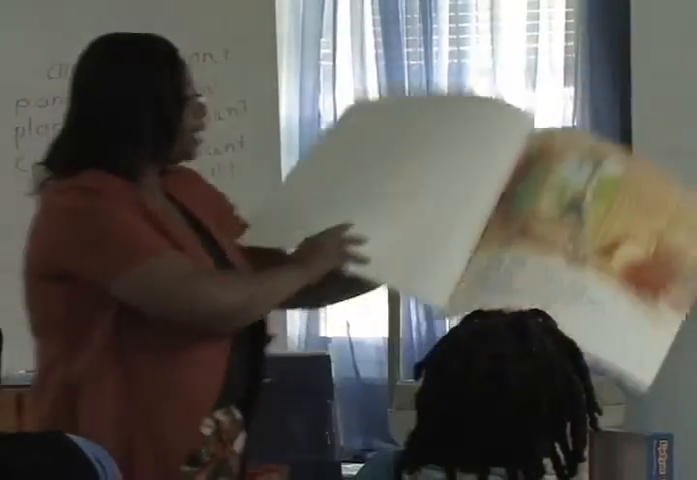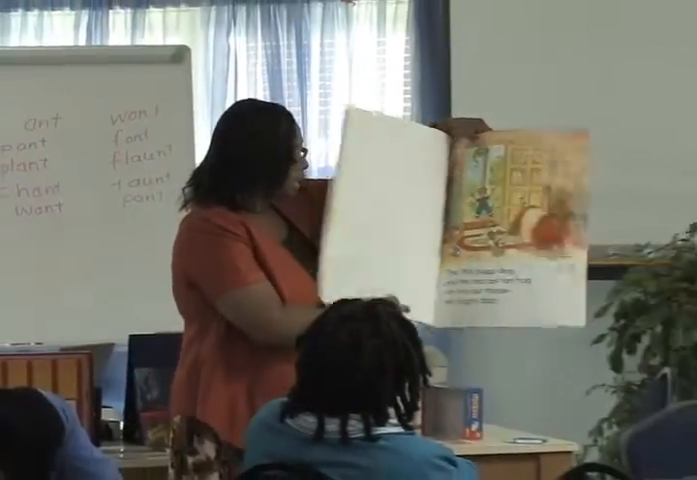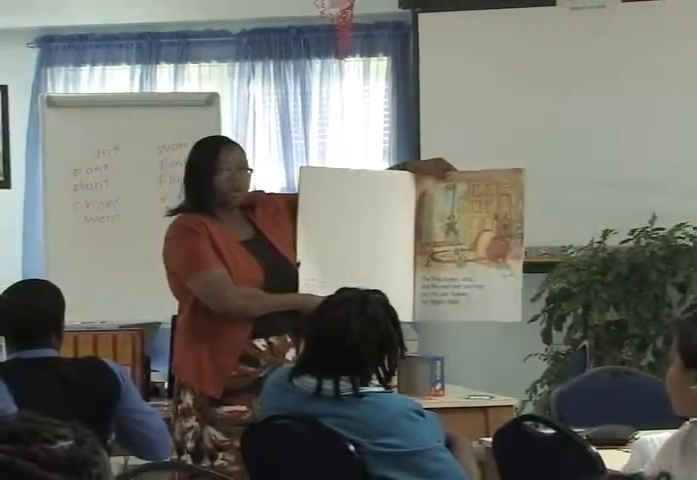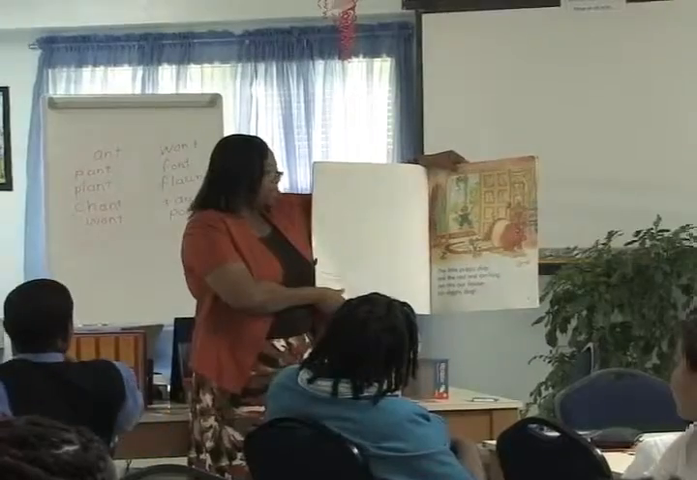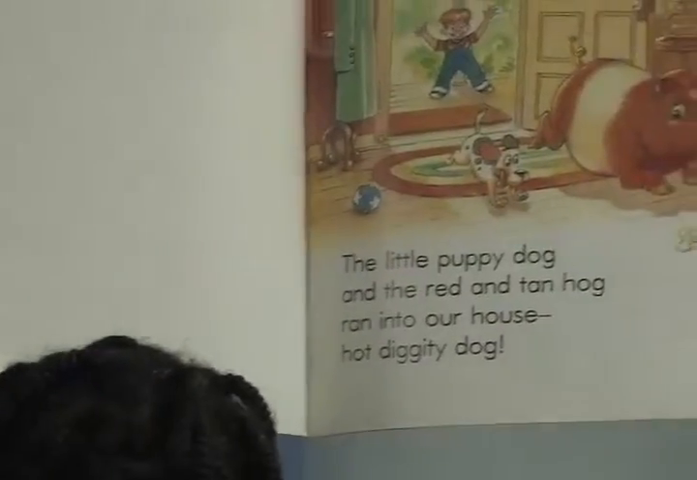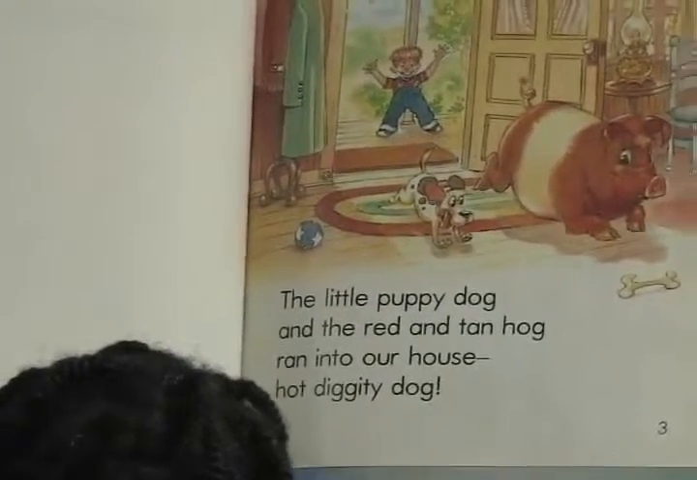I'm going to read each page and I want you to tell me the words that rhyme. So let's go. The little puppy dog and the red and tan hog ran into our house. Hot dickety dog.